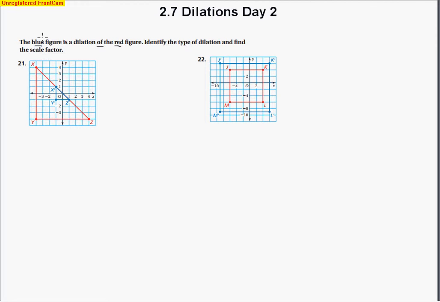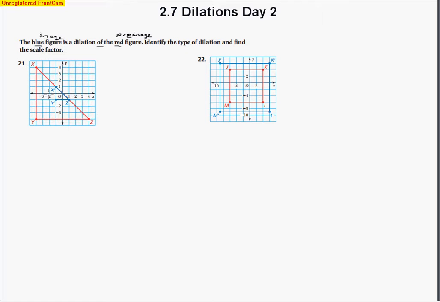That means that this is our image. The blue is the image. The red is the pre-image. And so whenever we're talking about a dilation, we need to know which one the image is and which one is where we start. That will determine whether it's an enlargement or a reduction, telling us whether our scale factor needs to be smaller than 1 or bigger than 1.